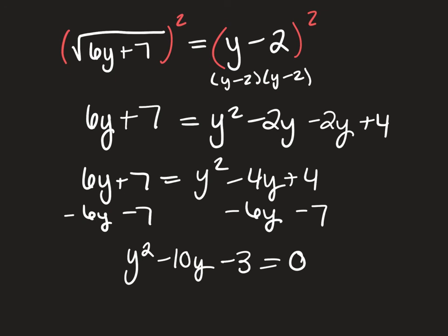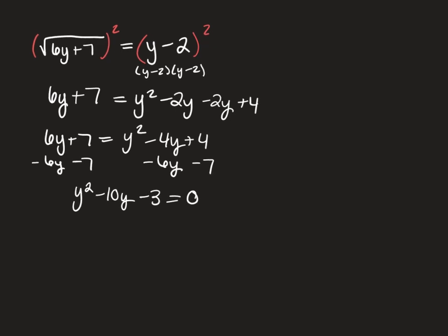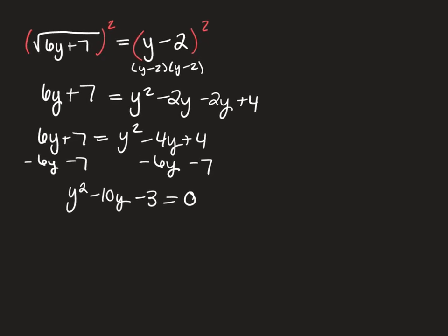So can we factor this one? No, right? There's no factors of 3 that will give us 10. So what method do we have to use? The quadratic formula. All right, so for our quadratic formula, A would be 1, B would be negative 10, C is negative 3.